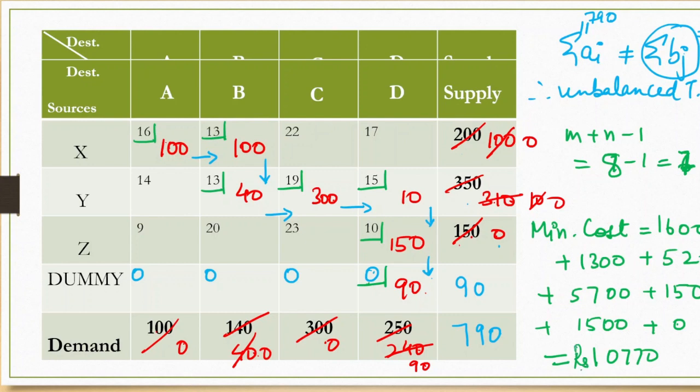So these are a few examples of the northwest corner method, and in the next lecture we'll be talking about another method of the transportation problem.